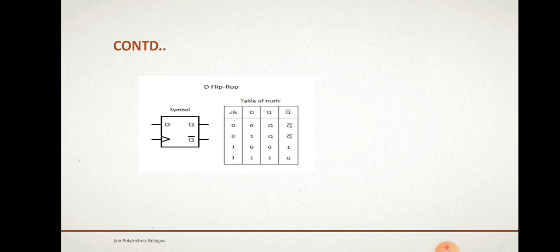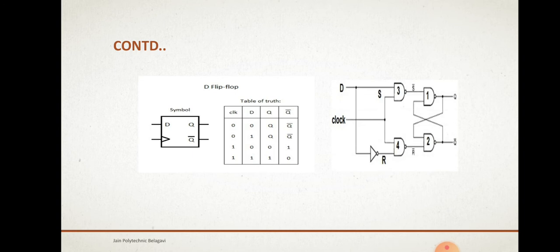You can observe here, when clock equal to 0, D equal to 0, Q will get the same Q value, and Q bar the same. Clock equal to 0, D equal to 1, Q will keep its value and Q bar will get the same value. Clock equal to 1, D equal to 0, you will get Q equal to 0 and Q bar equal to 1. Next, for clock equal to 1, D equal to 1, you will get Q equal to 1 and Q bar equal to 0.